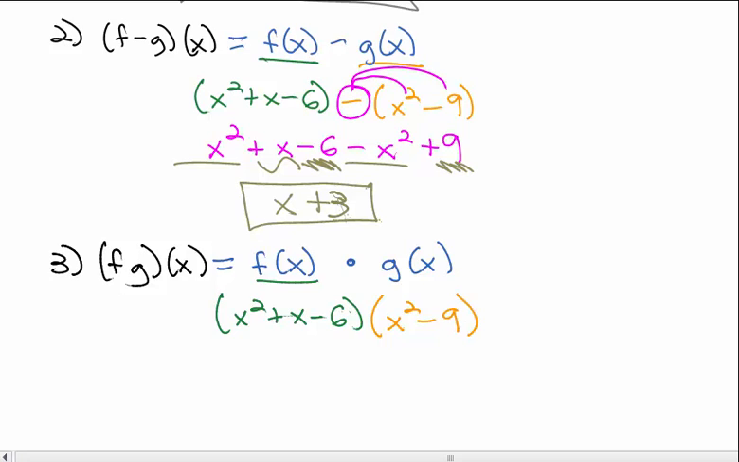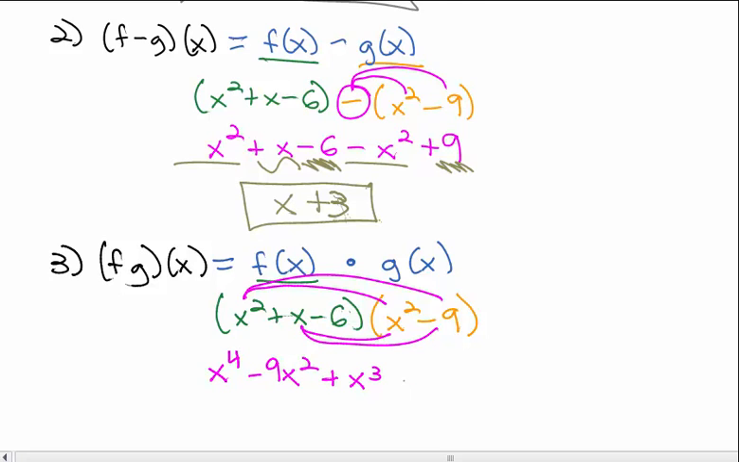And because we put these in parentheses, we know that the operation is going to be a FOIL type thing where we multiply x squared times x squared is x to the 4th, x squared times negative 9 is negative 9x squared, then x times x squared is x cubed, and x times negative 9 is negative 9x. And finally, negative 6 times x squared is negative 6x squared, and negative 6 times negative 9 is 54.